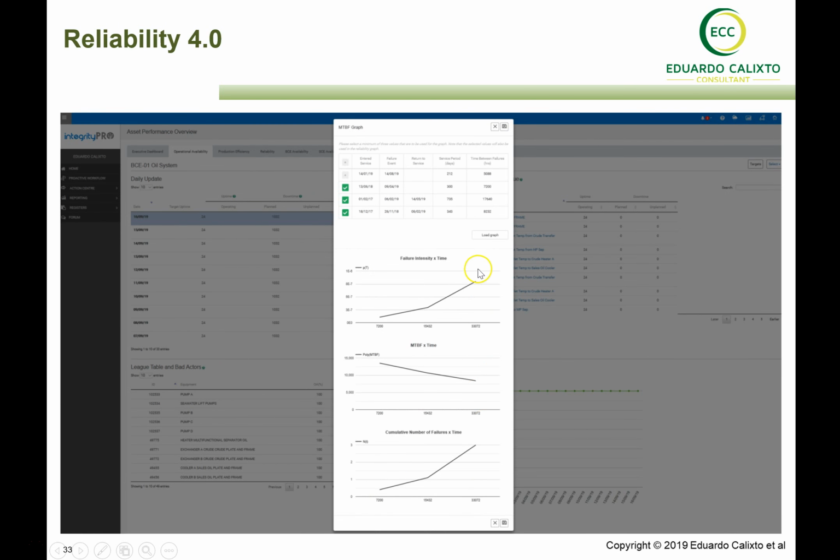Of course, you can also have additional information based on different calculations. You can have the prediction of failure intensity, of the trend of mean time between failures decreasing, and the cumulative number of failures. And of course, based on that, they calculate the next time to fail.